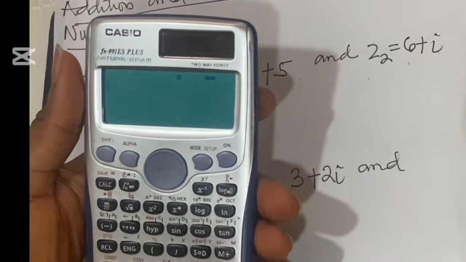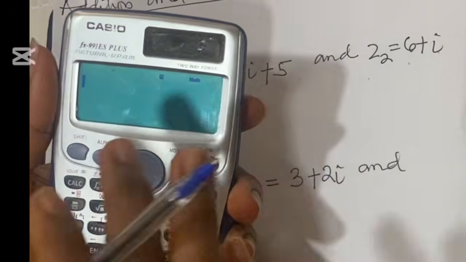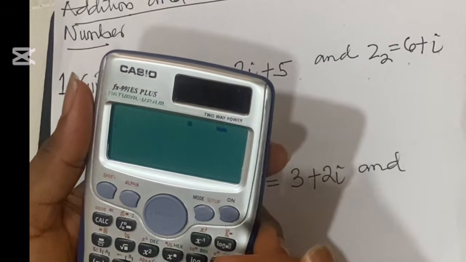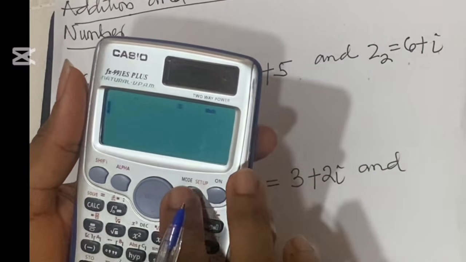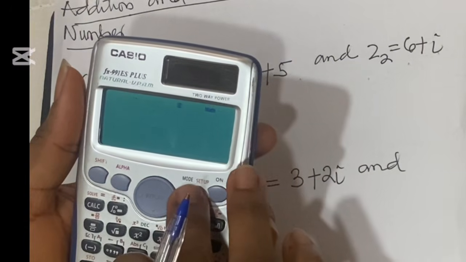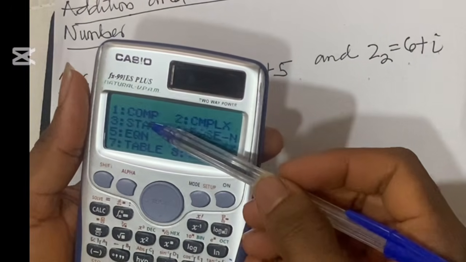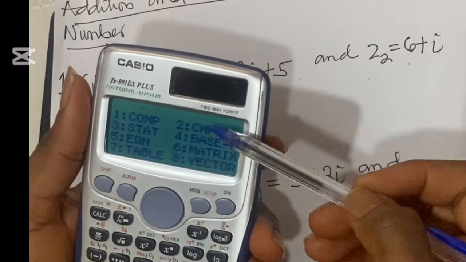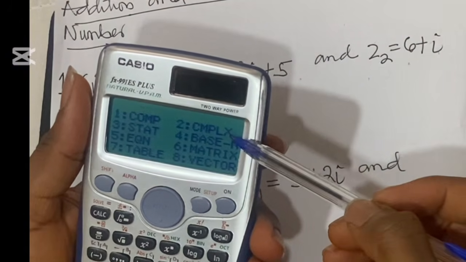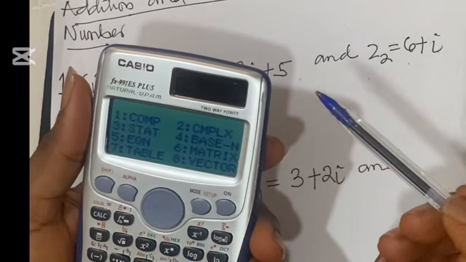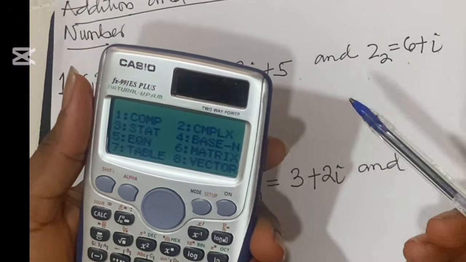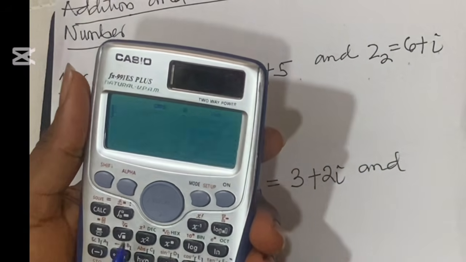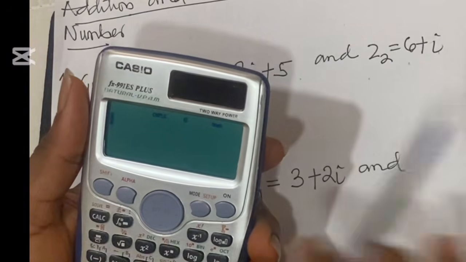If I want to solve any topic, I have to put my calculator in the mode of that topic. All topics have a particular mode. And how do we get the mode? You press MODE. You can see statistics, equation, table, complex, base-n, matrix, vector, and all. Our topic here is complex, so I'll press 2. My calculator will now operate on complex.